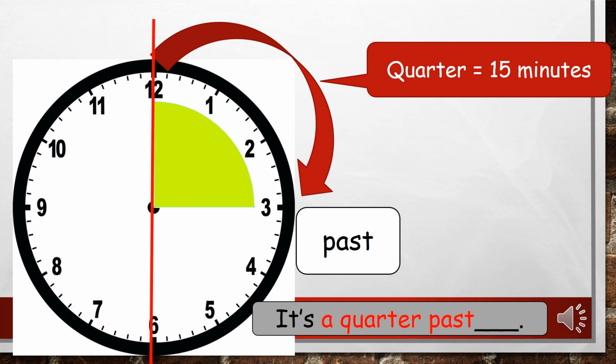Today, we will learn a new word. It is quarter. Repeat after me, class. Quarter. Quarter means 15 minutes. We also have learned that on the right-hand side of the clock, we will use past. So we can say a quarter past something or 15 minutes past something. Something depends on the short hand. If the short hand is pointing at 3, it becomes a quarter past 3. Okay?